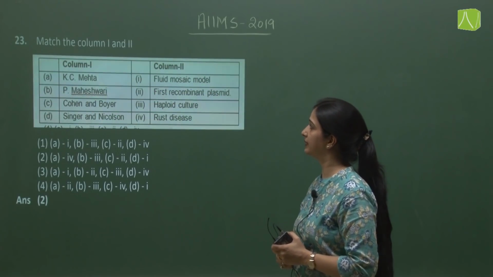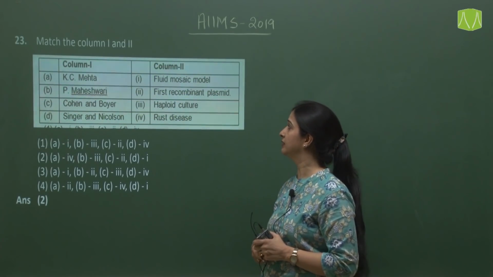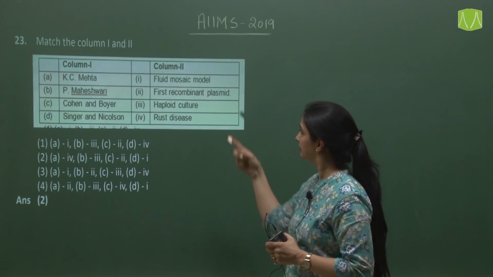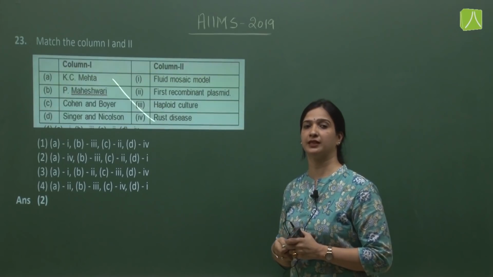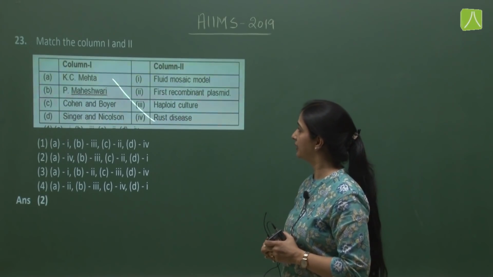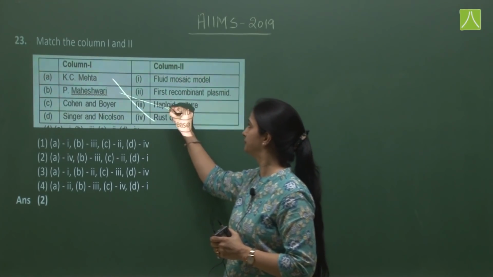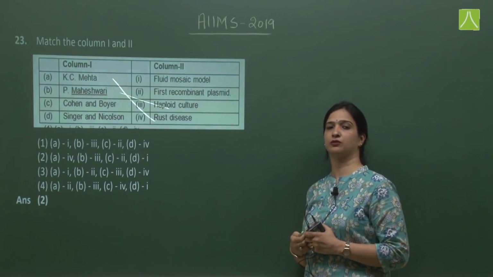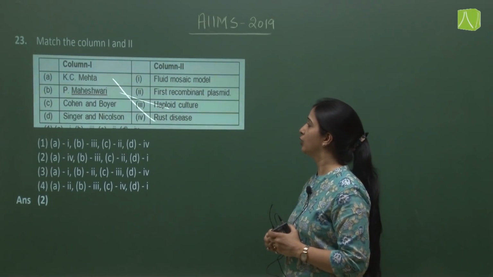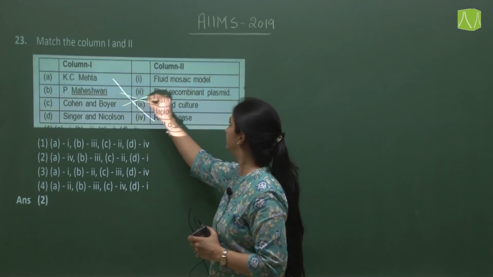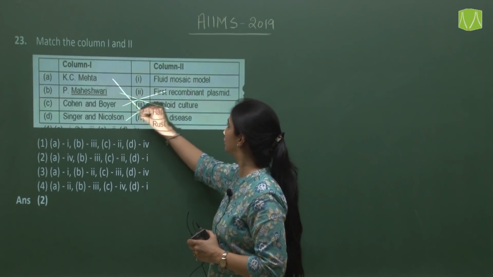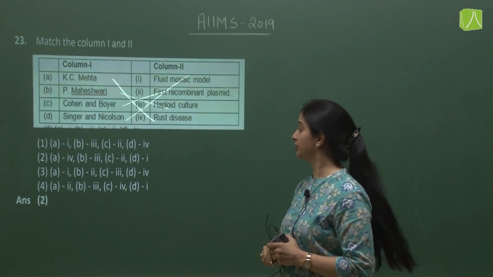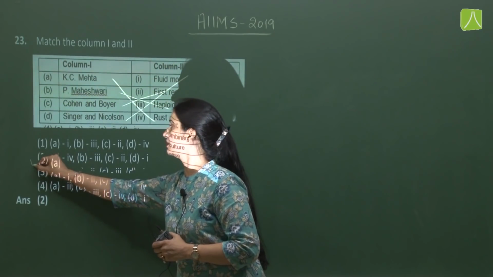Let us see question number 23. Again, match the column is there. K.C. Mehta proposed the rust cycle related to the rust fungi Puccinia. Maheshwari gave the concept of haploid culture, or anther culture, we can also call it pollen culture. Cohen and Boyer is related to the first recombinant plasmid, and the last one, that is Singer and Nicholson, proposed the fluid mosaic model. So according to this, the correct answer will be second.